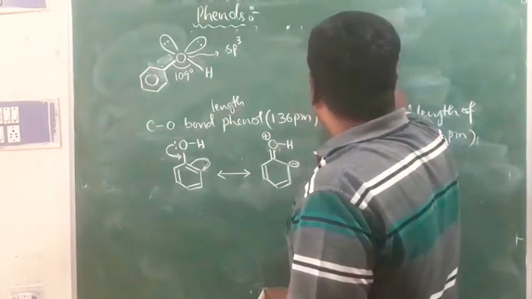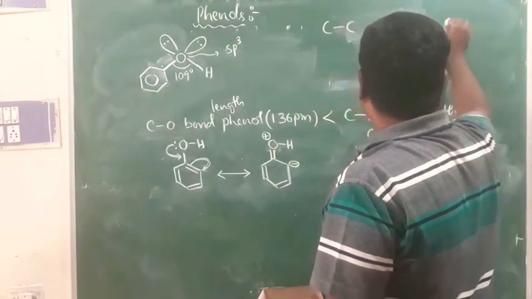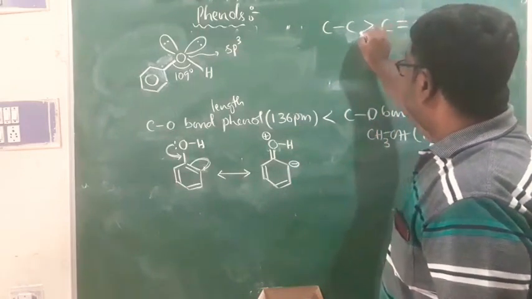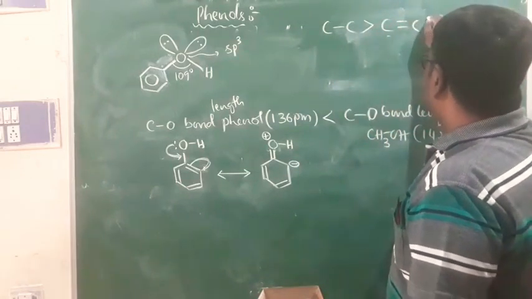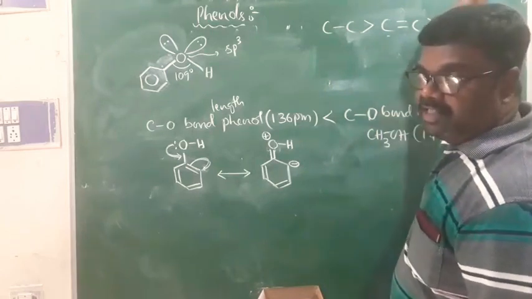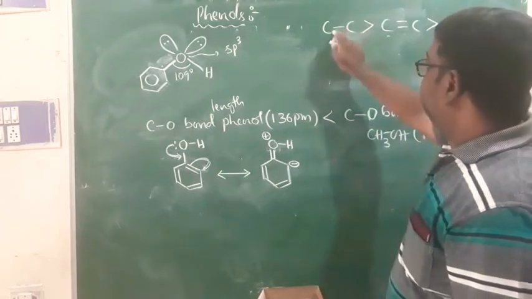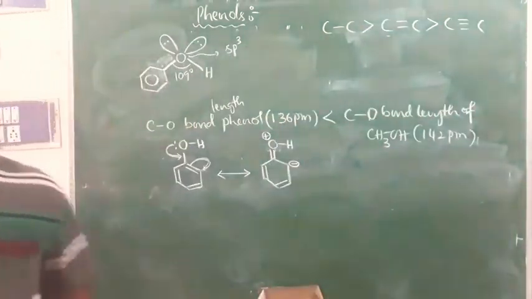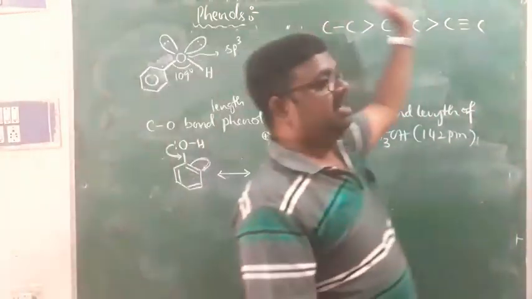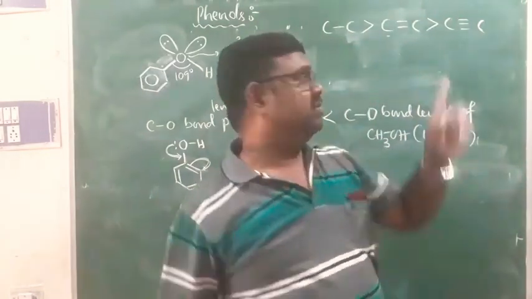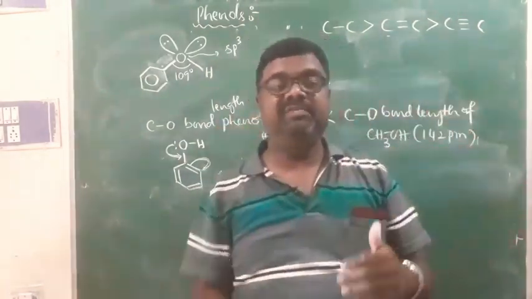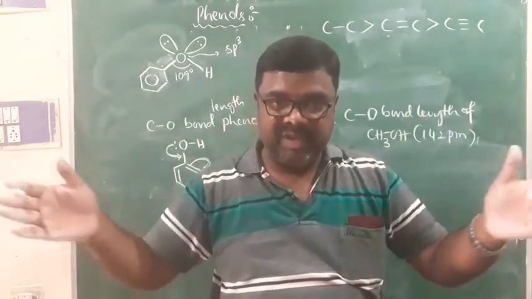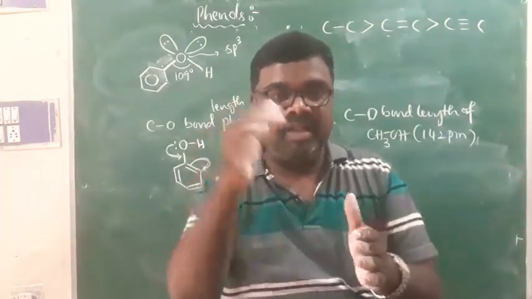For example, C single bond C, C double bond C, C triple bond C. The C single bond length is larger than the C double bond length. The C double bond length is larger than the C triple bond length. As the number of bonds between two atoms increases, bond length decreases, because the force of attraction increases. As the bond order, what we call the number of bonds between two atoms, increases, the force of attraction between the two atoms increases, then the atoms come closer and closer, therefore bond length decreases.